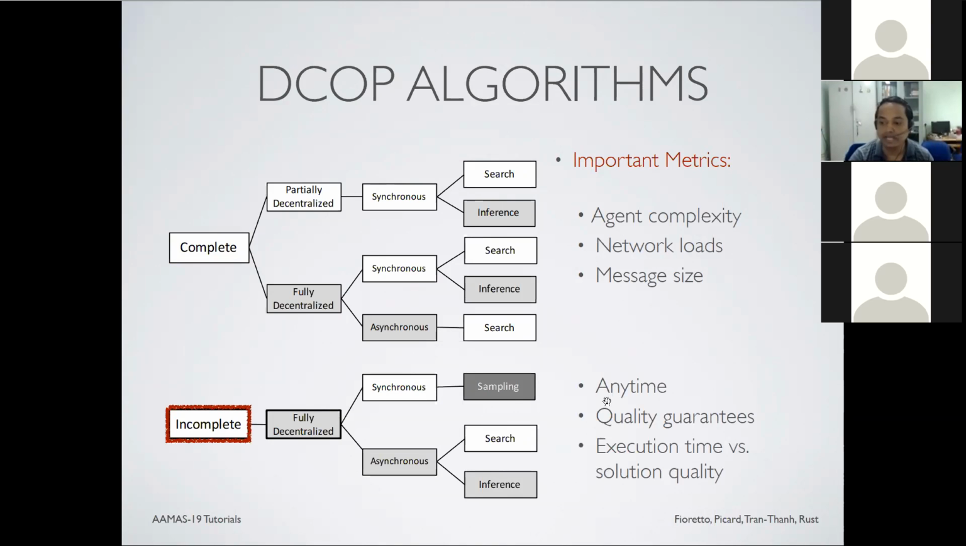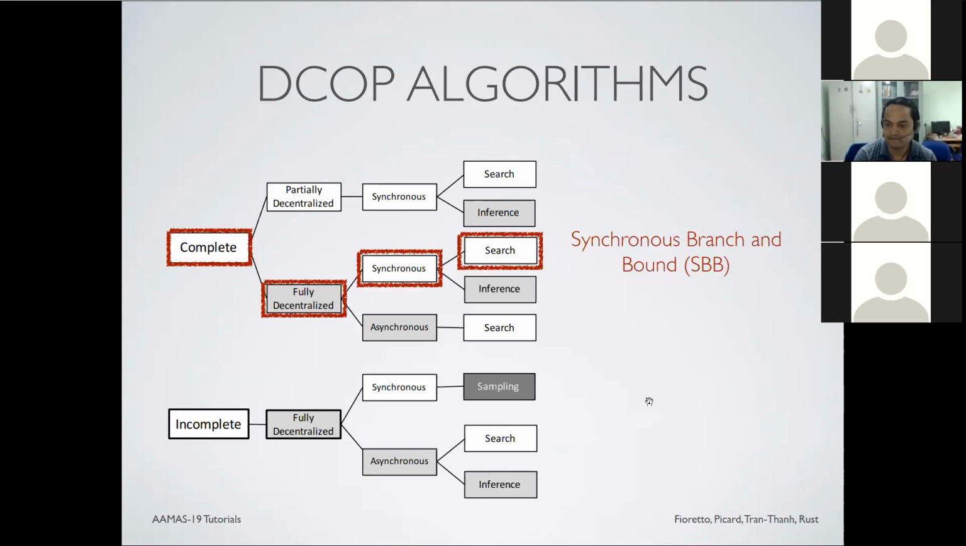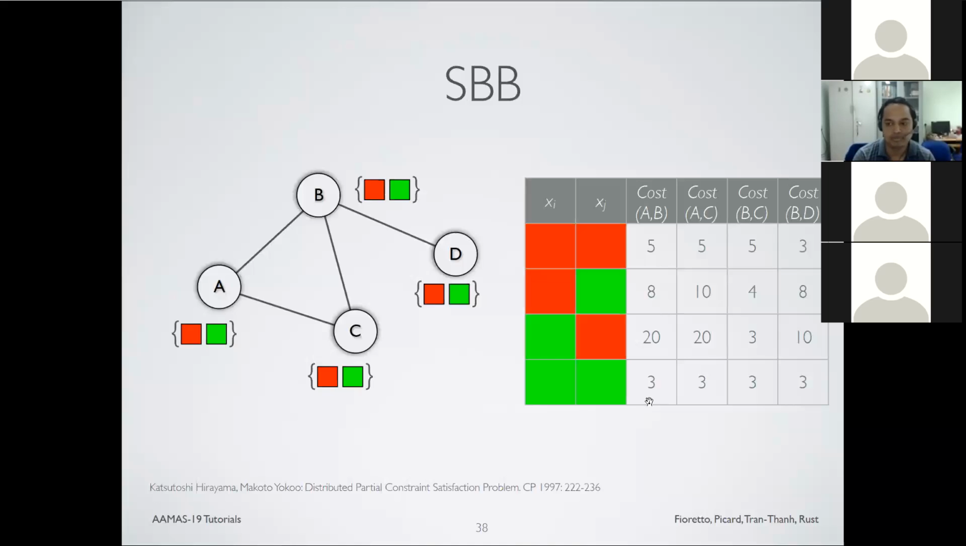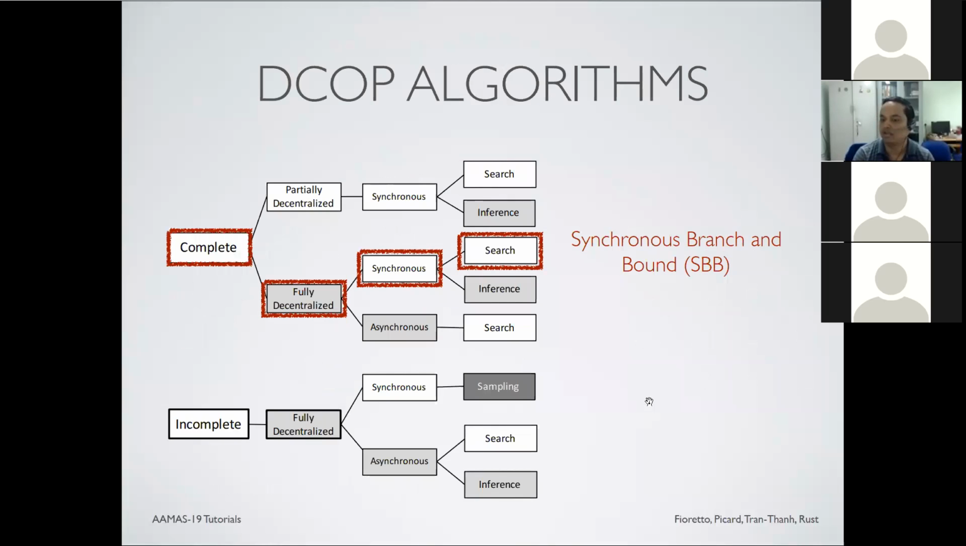So that's why it is called an anytime algorithm. The algorithm is ready to give you a result at any time. There is no guarantee of the solution. Based on that, we discussed the synchronous branch and bound algorithm, which is of type complete and fully decentralized. You won't find a single node that is responsible for the entire computation. So it is complete, fully decentralized, synchronous, and search based. We discussed that one, synchronous branch and bound.